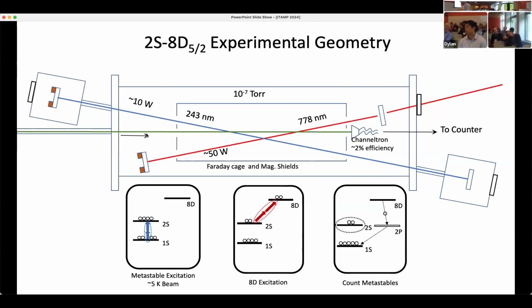We take our beam of hydrogen and send it through, and we first optically excite from the 1s to the 2s with a 2-photon transition in a beam. Then that excited beam of hydrogen goes to another region where we do a 2-photon transition to drive the 2s to the 8d. If that transition is successful, we decay to the 2p and then back down to the 1s. It's then really easy for us to detect the remaining 2s state. We just send it into a channeltron electron multiplier. So if the transition is successful, we see a depletion in this 2s state.